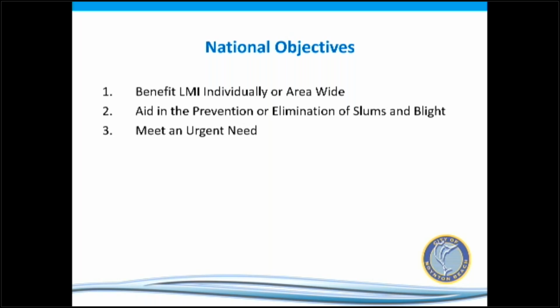All right, so national objectives. The national objectives are, number one, to benefit low to moderate income individuals, either individually or in an area. Number two, the prevention or elimination of slum and blight. And number three, meeting an urgent need. Meeting an urgent need means, for example, we had a hurricane that devastated everything and there are no other funds to be allocated to take care of the emergency. Therefore, we're going to dig into CDBG funds after any other funds have been exhausted.